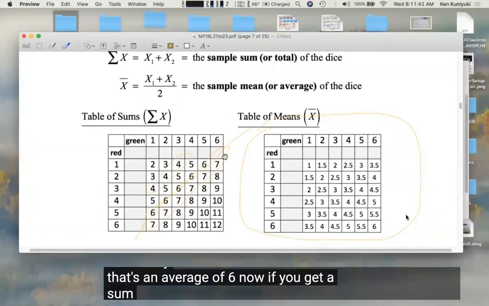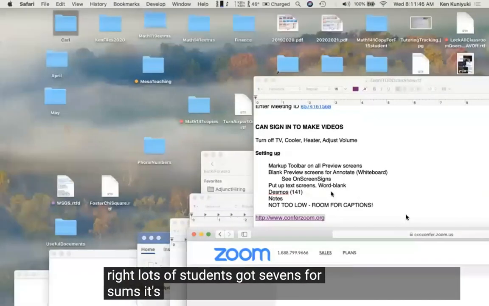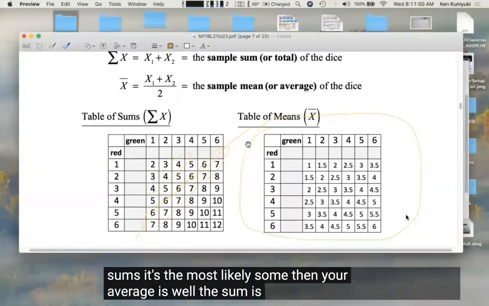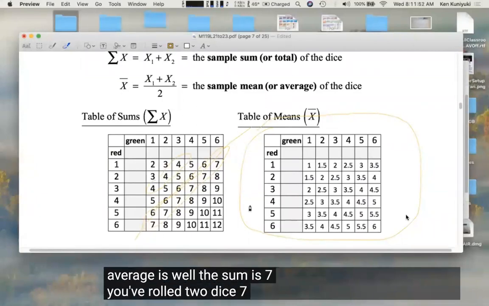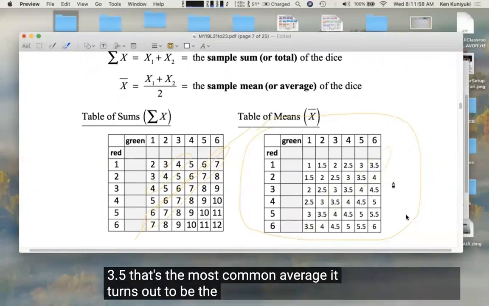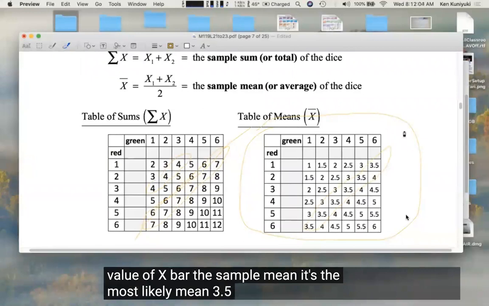Now, if you get a sum of 7, and a lot of students got 7s, right? Lots of students got 7s for sums. It's the most likely sum. Then your average is, well, the sum is 7. You've rolled 2 dice. 7 divided by 2 is 3.5. That's the most common average. It turns out to be the mean of means. It's the expected value of x bar, the sample mean. It's the most likely mean, 3.5.